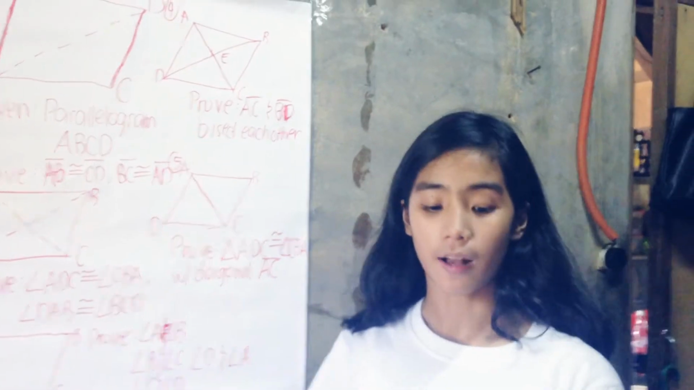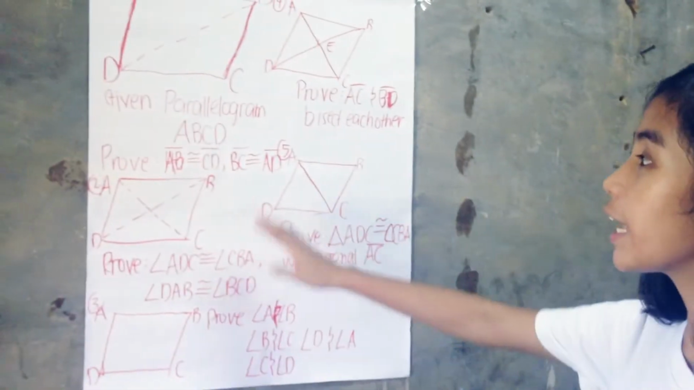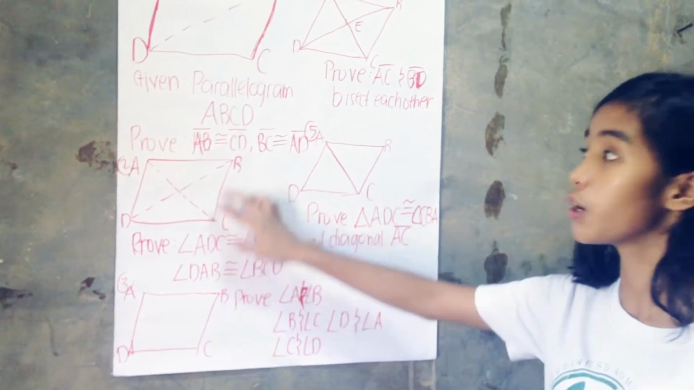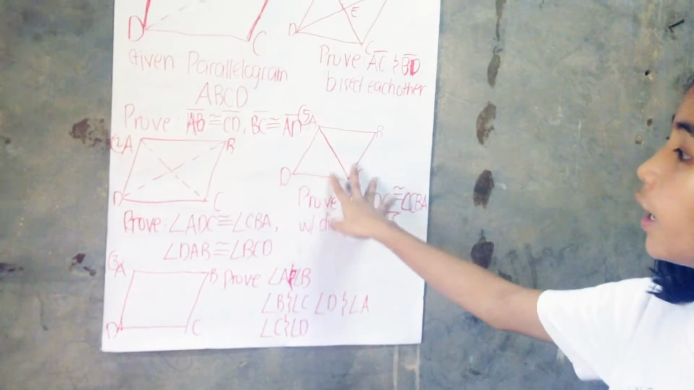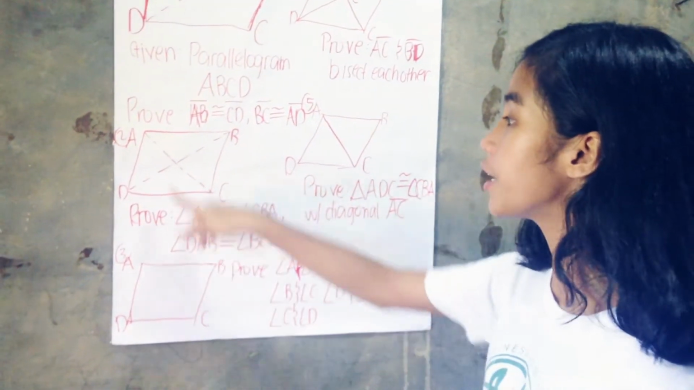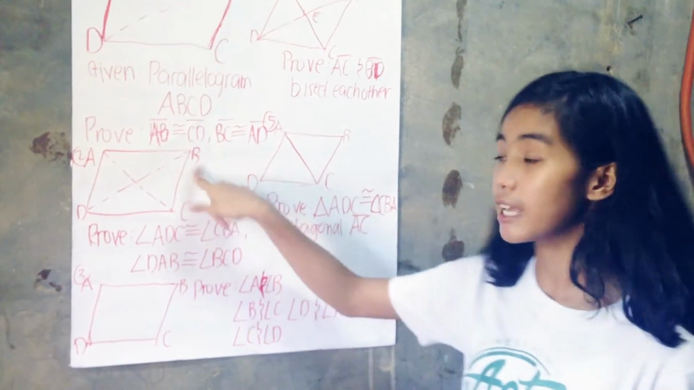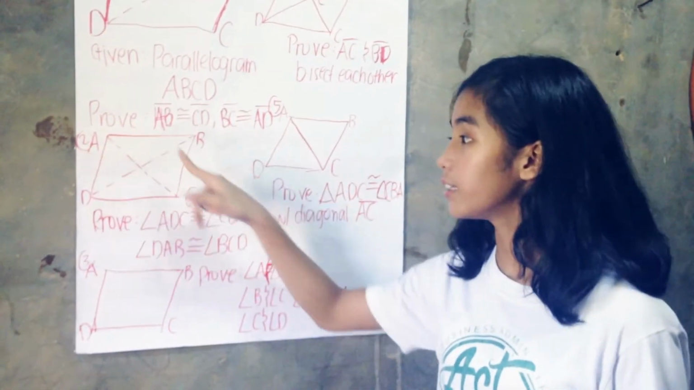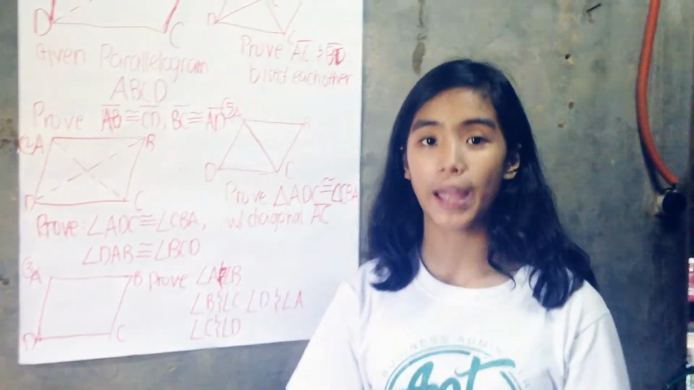Parallelogram property 2. In a parallelogram, any two opposite angles are congruent. The given parallelogram is also parallelogram ABCD. As you can see, the opposite angles here are angle ADC and angle CBA. Angle DAB and angle BCD are congruent to each other.